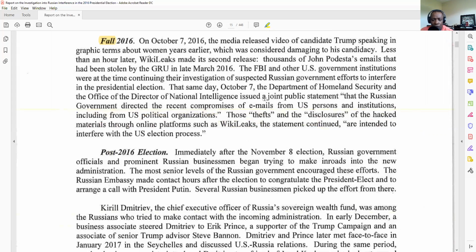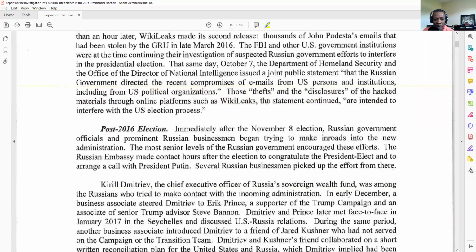political organizations, close quote. Those thefts and the disclosures of the hacked materials through online platforms such as WikiLeaks, the statement continued, quote, are intended to interfere with the U.S. election process, close quote. Closed 2016 election.